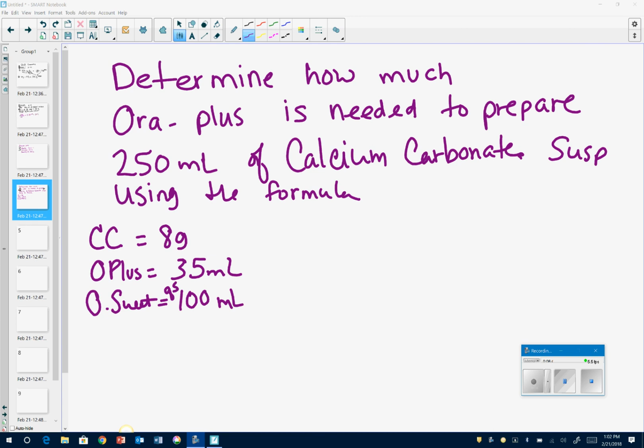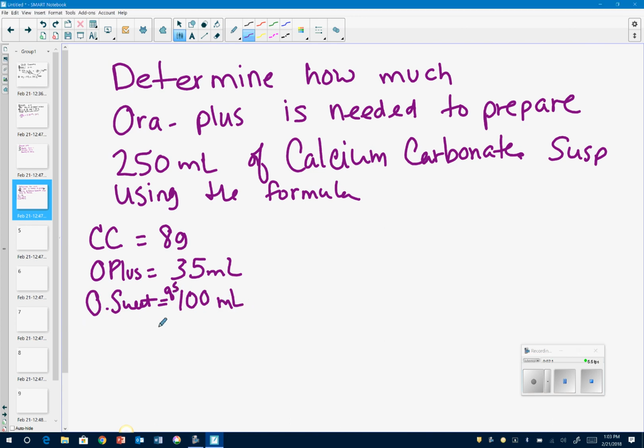Okay, for this next example, it says determine how much Aura Plus is needed to prepare 250 milliliters of calcium carbonate suspension using the following formula. And I abbreviated these. First one, CC, is calcium carbonate, 8 grams. Aura Plus, I abbreviated O plus, equals 35 milliliters. And Aura Sweet is sufficient quantity up to 100 milliliters.